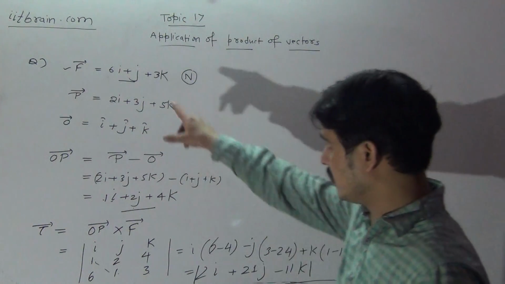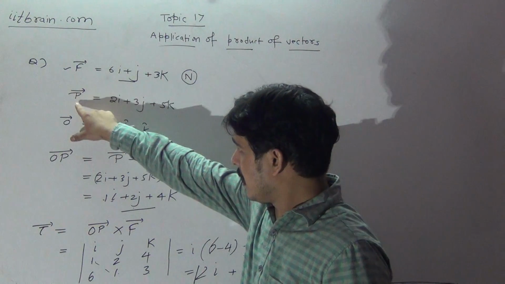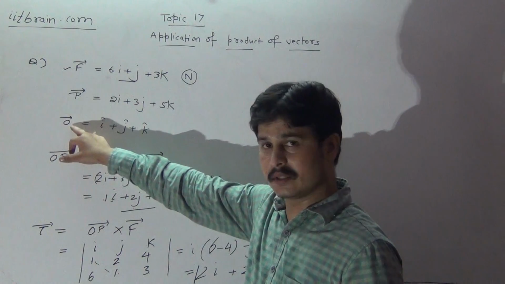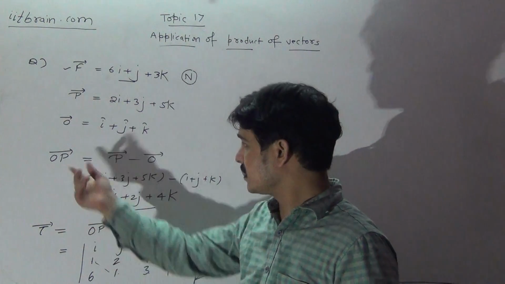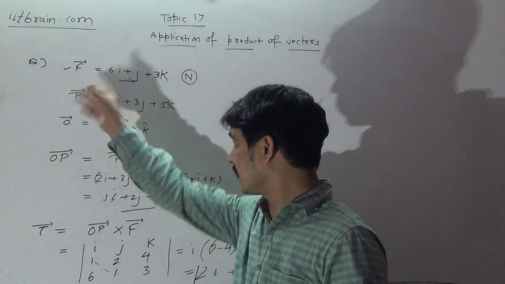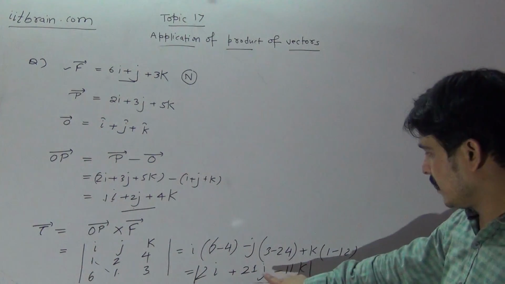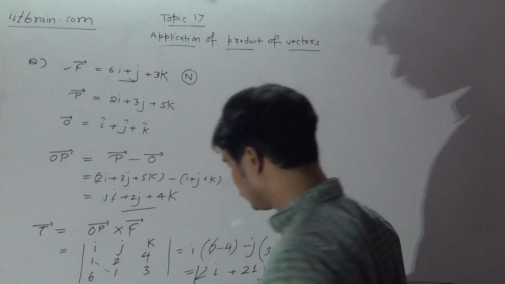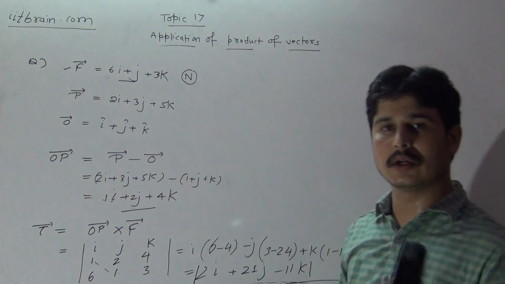particular point. Force is given. The point where force is applicable is also given. Point about which calculation has to be made is also given. First calculate OP vector, then the F vector is given. So torque is 2i plus 21j minus 11k, and by taking mod you can obtain the numerical answer for torque. Its unit will be Newton meter.